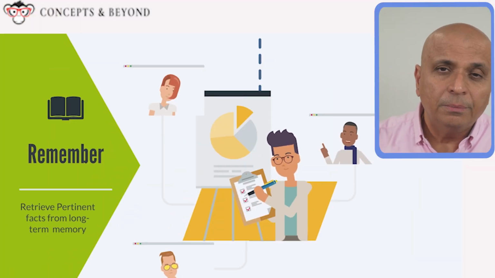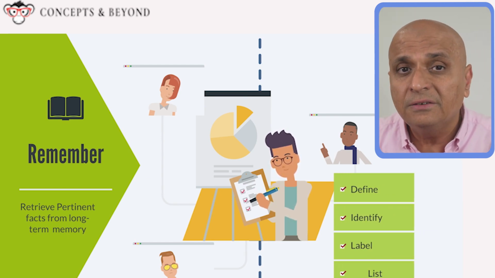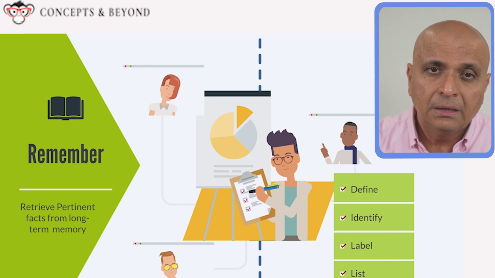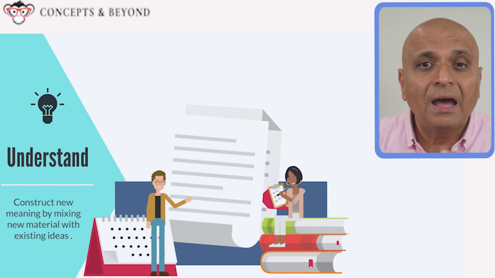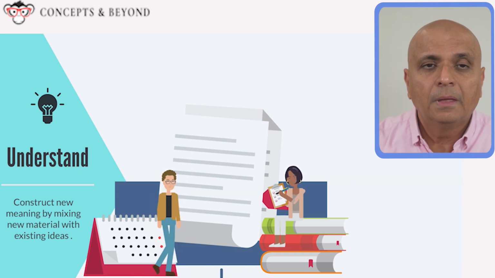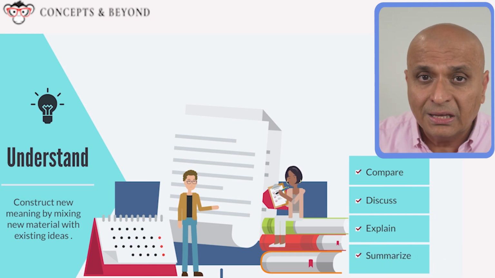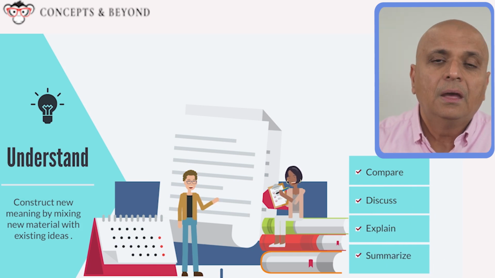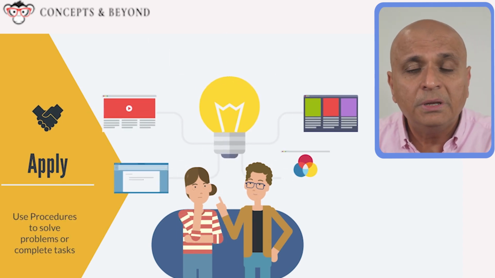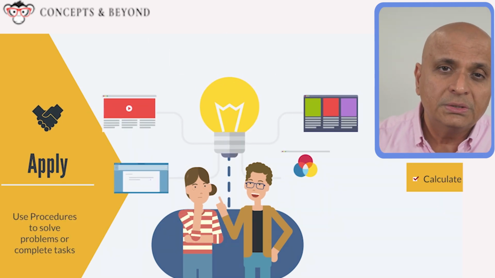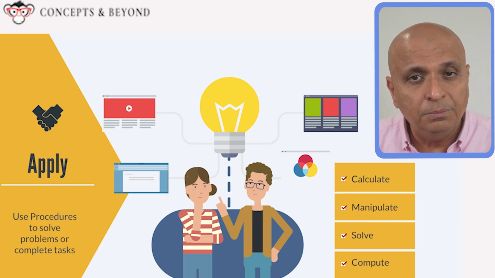The remembering level means to recall information. Action verbs for this level include define, identify, label, and list. Understanding means to construct information from oral, graphic, and written messages. Action verbs associated with this level include compare, discuss, explain, and summarize. Applying involves carrying out a procedure through implementing or executing. Verbs associated with this level are calculate, manipulate, solve, and compute.